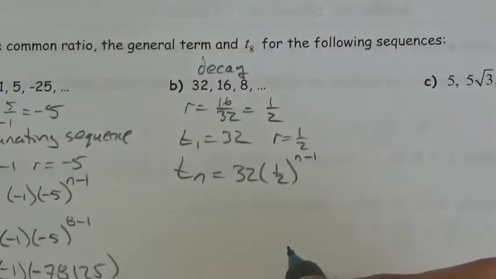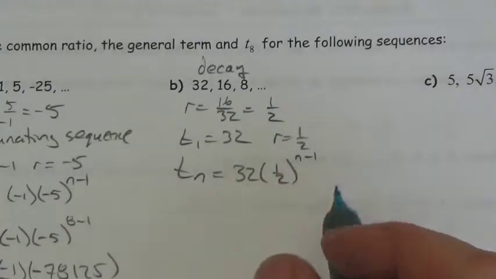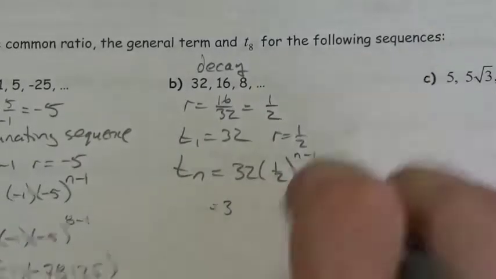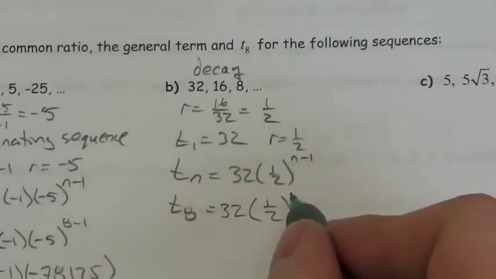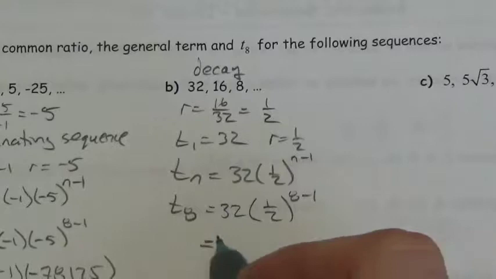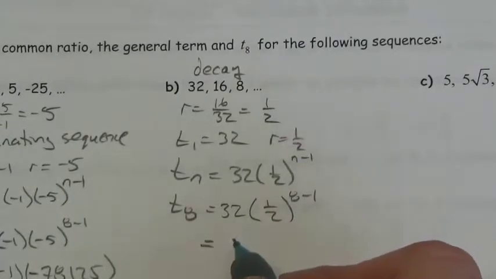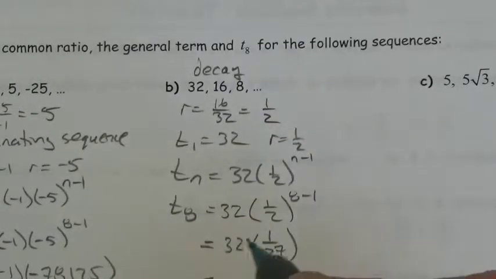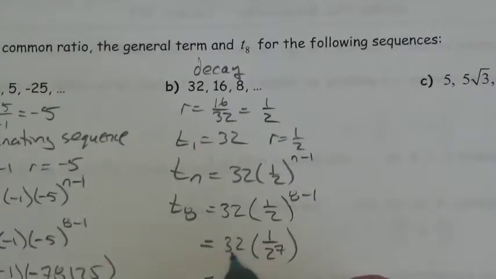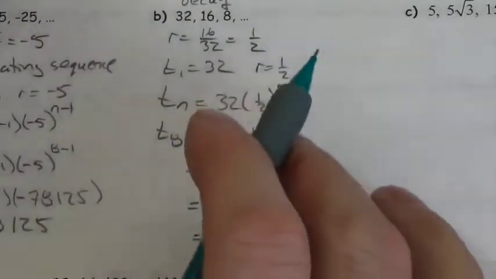Again, because this is the general term, I'm not specifying which term in the sequence, so I just leave it as n. Now, if I want the eighth term, I'll do it down here, 32 multiplied by 1/2 to the 8 minus 1. And so that's going to be 32 multiplied by 1/2 to the 7, so 32 multiplied by 1 over 2 to the 7. 32 is 2 to the 5th, so it's going to be 1 over 2 squared, which is 1 over 4. That's the 8th term, which makes sense. Again, it's getting smaller and smaller and smaller.